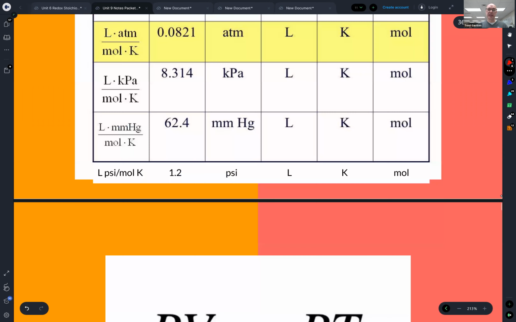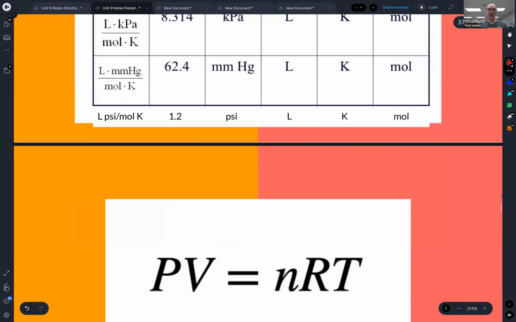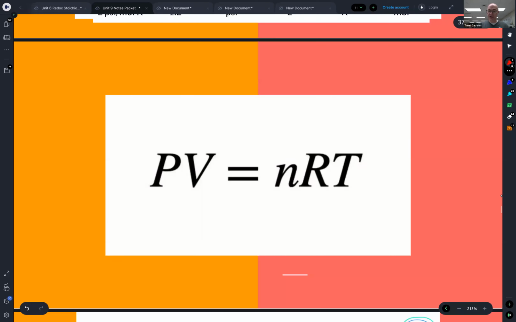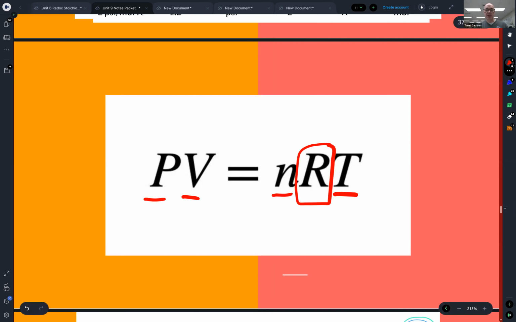We are going to put them into an equation. This equation is PV equals nRT. We've already talked about pressure, volume, and temperature. Number of moles is using the mole map, but R stands out as odd. We have not talked about this variable in the equation. So here is where I'm going to mention it.